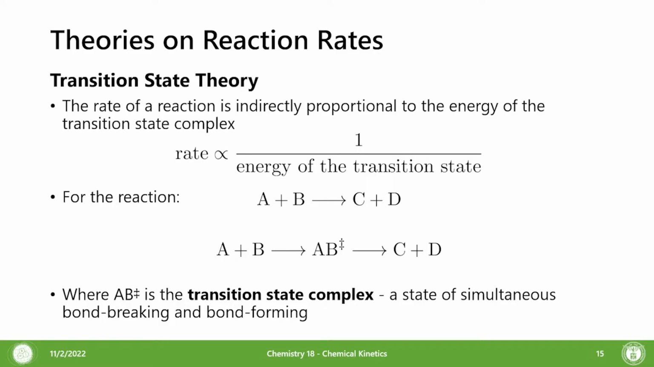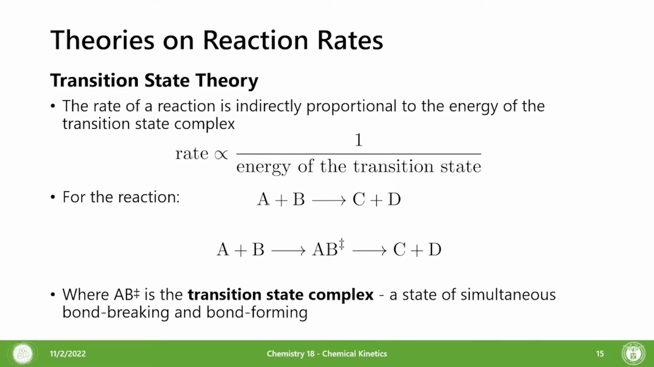Okay. So, one other theory on the reaction rates is what we call the transition state theory. It states that the rate of a reaction is indirectly proportional to the energy of the transition state complex. This is similar to activation energy, since activation energy is also indirectly proportional to the energy of the transition state. Rate is indirectly proportional to your activation energy. The same thing for the energy of the transition state, it is also indirectly proportional to your rate.